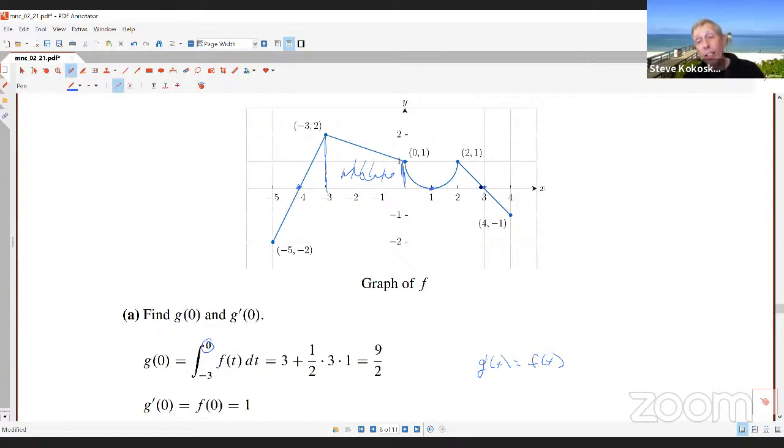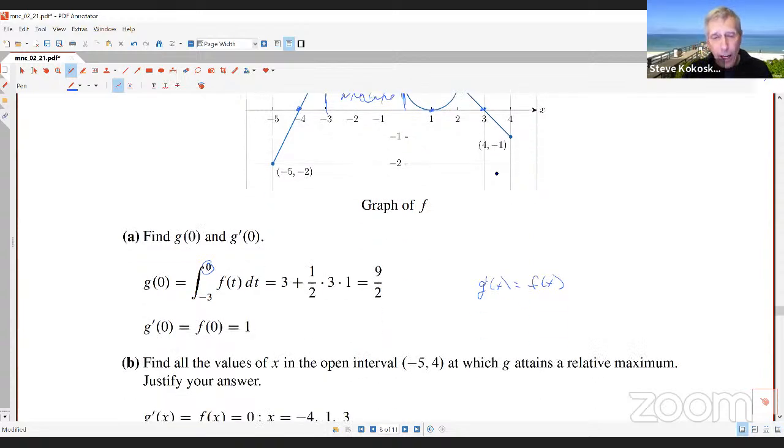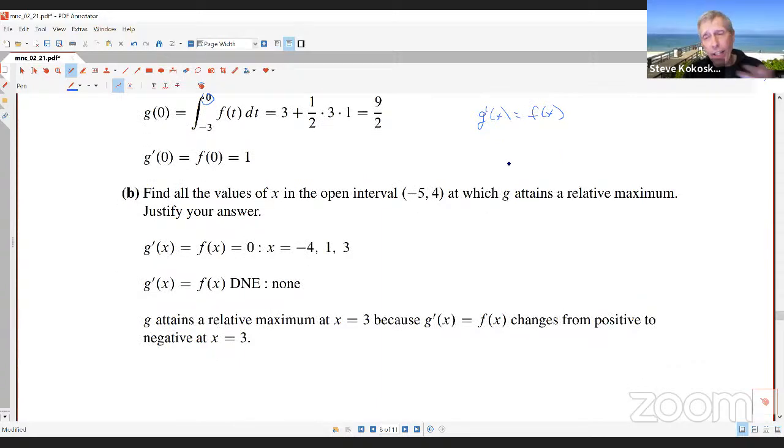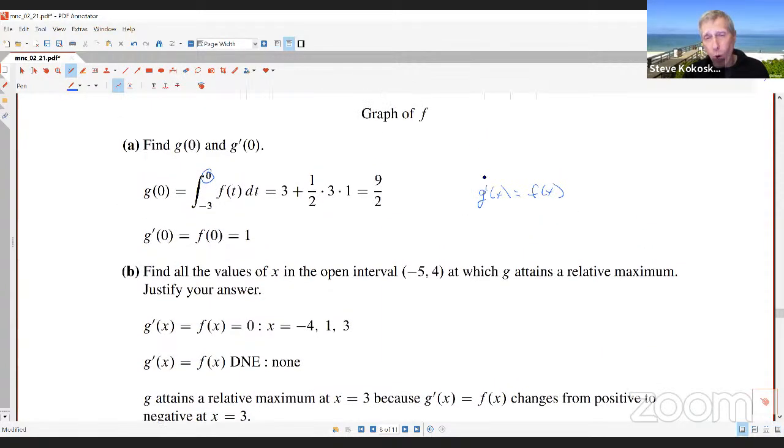Are there any places where the derivative of G does not exist? No. I can see that F is defined everywhere on this interval, -5 to 4. There is a tendency to look at these places where there are sharp edges or corners on the graph of F, but that's okay. That has to do with the derivative of F, not the derivative of G. So I just have to check, are there any relative maxes at -4, 1, and 3?